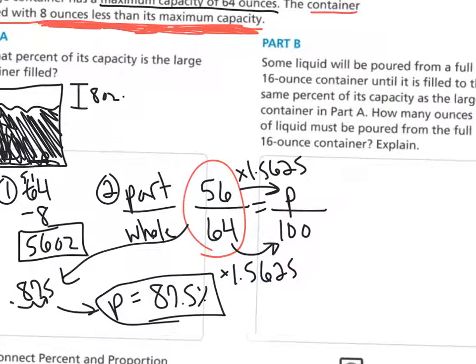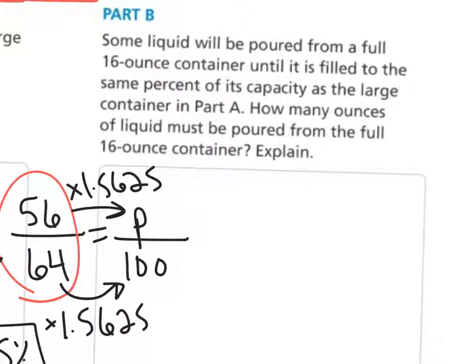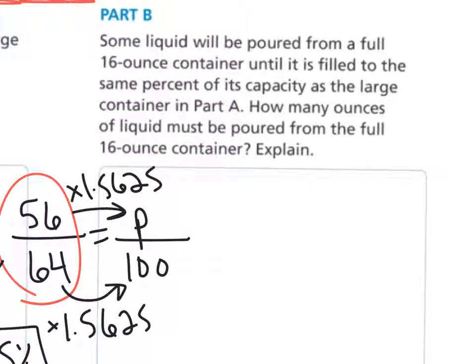Part B. Some liquid will be poured from a full 16-ounce container until it is filled to the same percent of its capacity as the large container. How many ounces must be poured from the full 16-ounce container? So we want to get it filled up to 87.5%. So there's different ways of doing this. One option, we could figure out what 87.5% of 16 is.